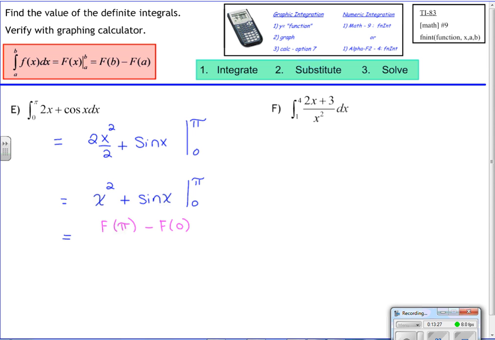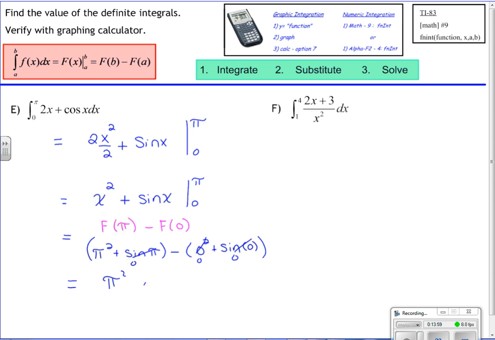Starting at the upper bound, I'm going to do the function evaluated at pi. That's going to give me a pi squared plus sine pi. There's my first evaluation, minus my second grouping where I evaluate at 0. That's a 0 squared plus a sine of 0. I do encourage you to write some of this out. That'll give us pi squared. That's a 0, isn't it? This is 0, and sine of 0 is 0. It appears that we have nothing more than just pi squared.